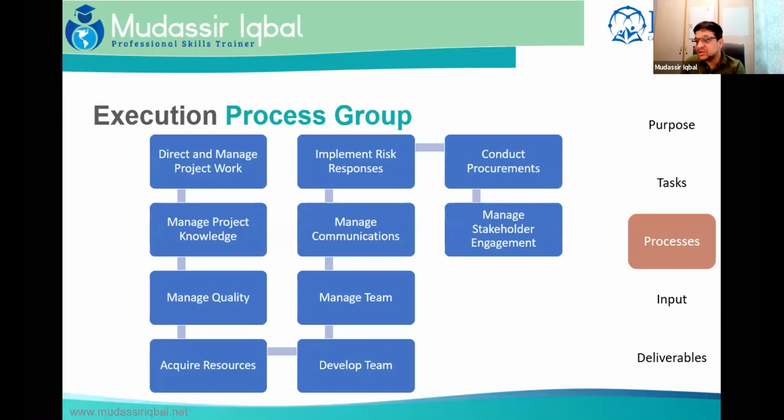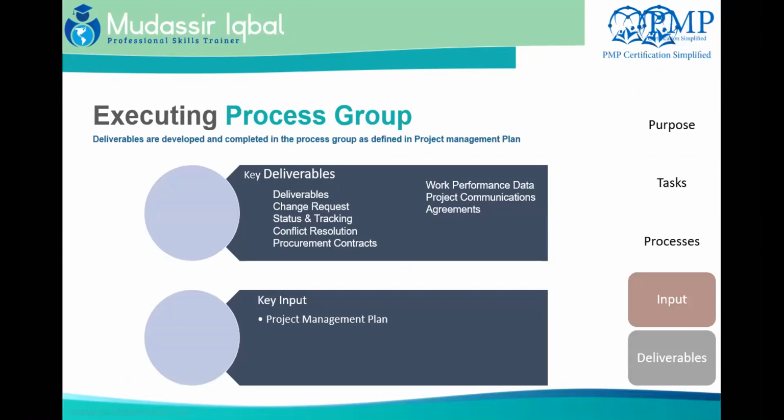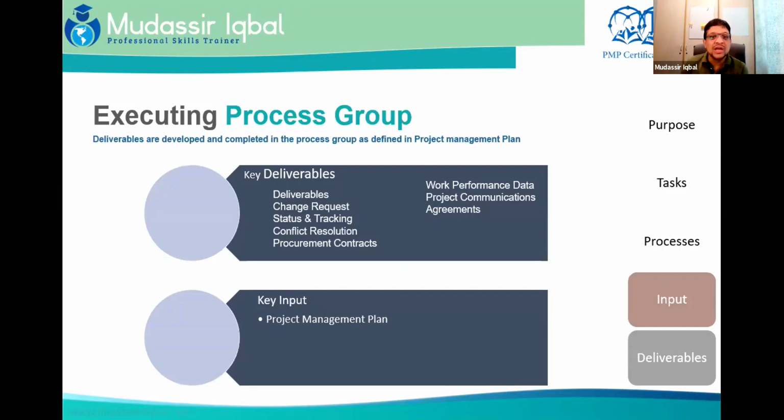So here we have 10 processes: direct and manage project work, manage project quality, manage team, develop team, manage communication. We will definitely go into the details of all these at a later stage. The main output of the project execution is only one. Remember it, one: deliverables. You are doing the job to deliver. There is no other expectation of you. So your responsibility is to deliver the project deliverables, and producing these is the responsibility of the project team who will be working on the project plan.